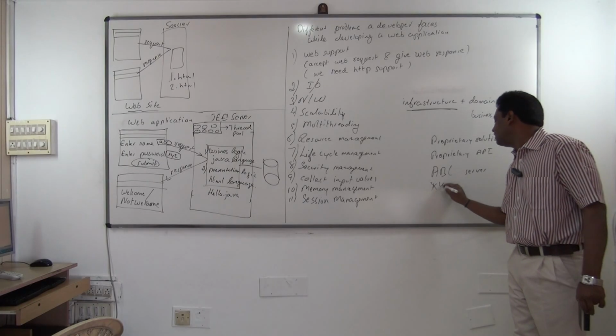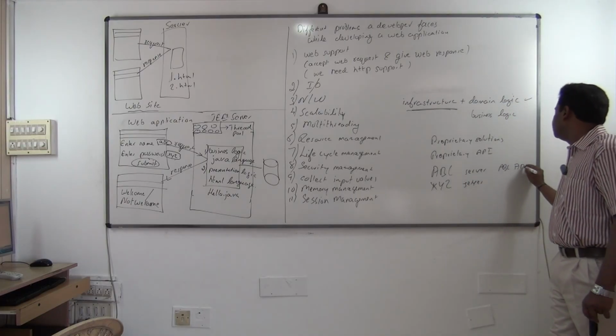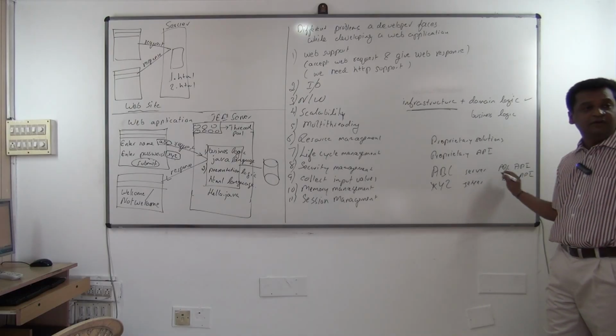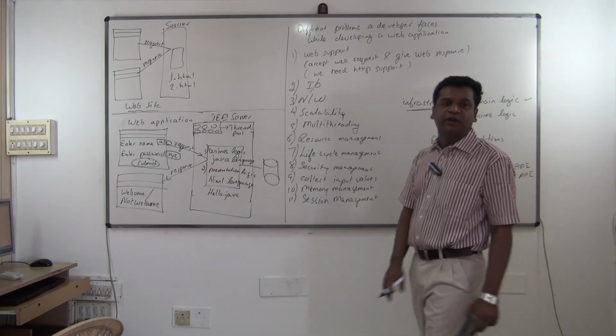Then XYZ server will come. So he'll give his own API. So this will be the ABC API, and this will be the XYZ API. They'll tell you, if you want to use our server, use this API. So again, if you want to use the XYZ server, one more API you have to learn.